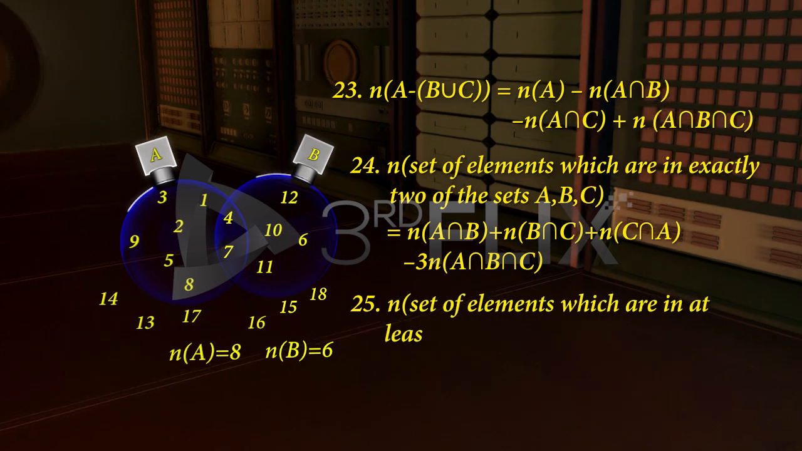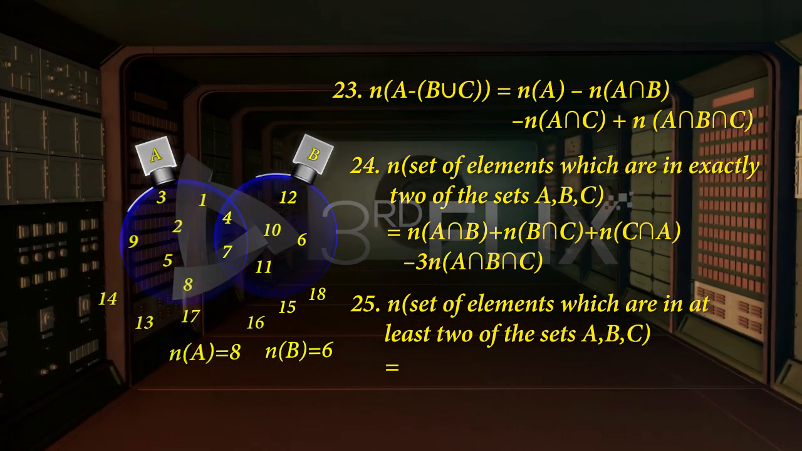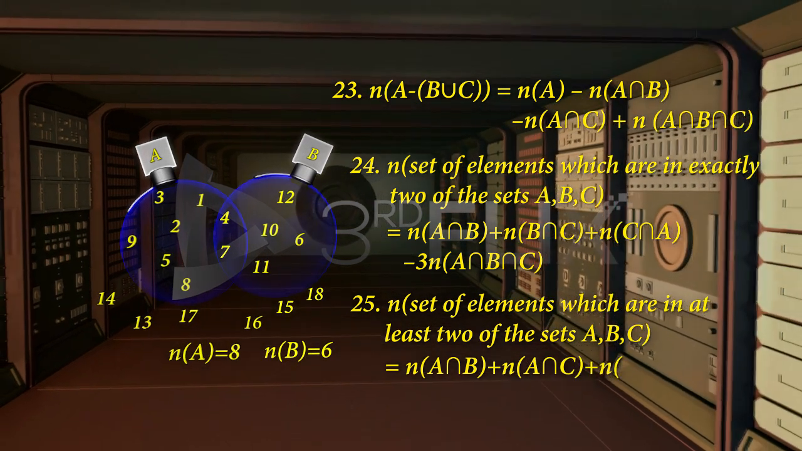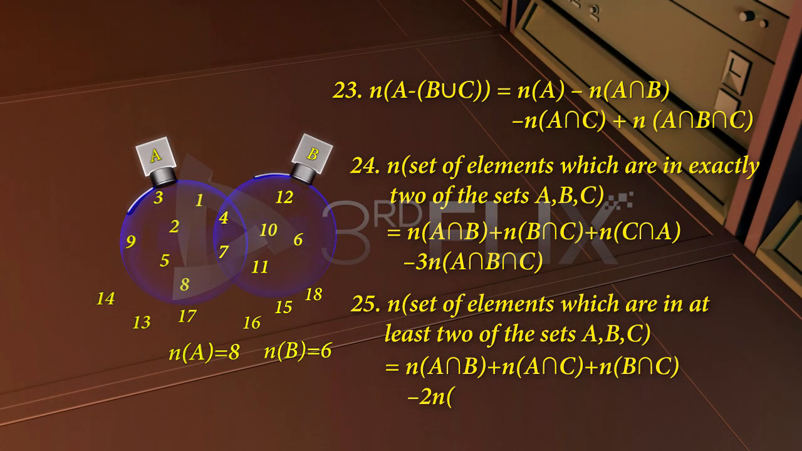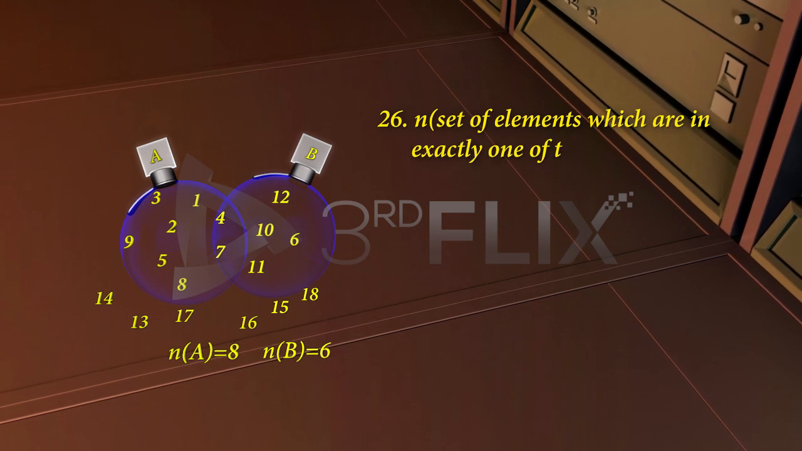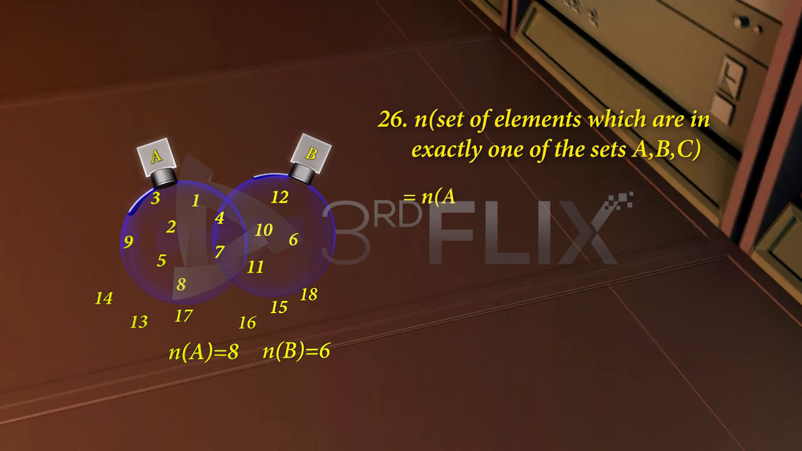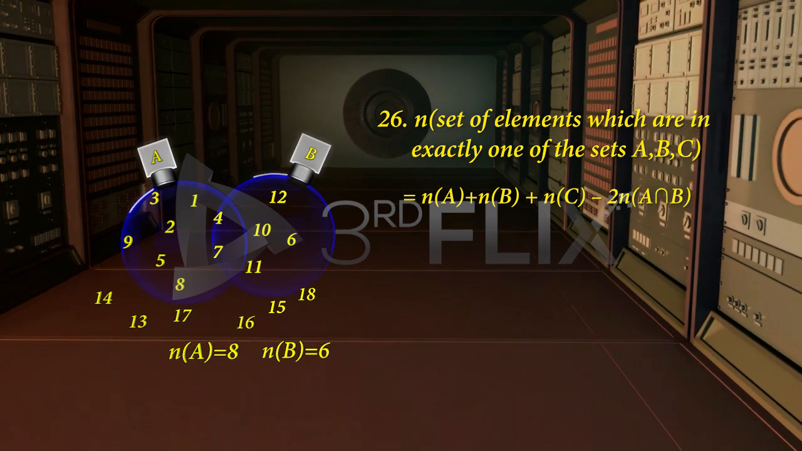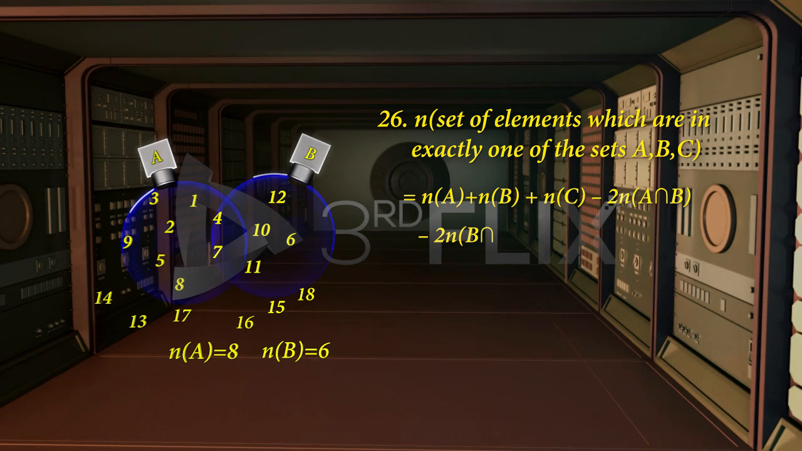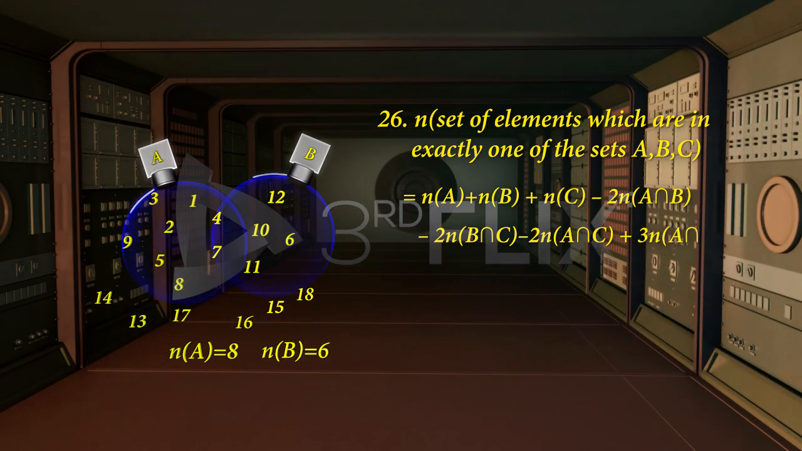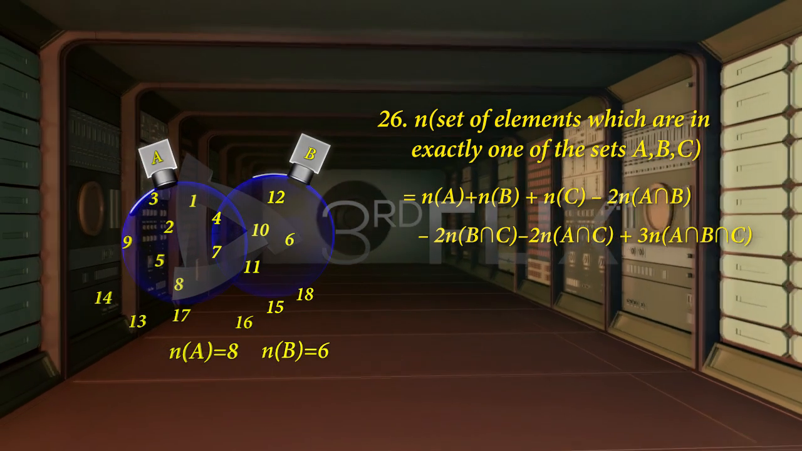n of the set of elements which are in at least two of the sets A, B, C equals n(A intersection B) plus n(A intersection C) plus n(B intersection C) minus 2n(A intersection B intersection C). n of the set of elements which are in exactly one of the sets A, B, C equals n(A) plus n(B) plus n(C) minus 2n(A intersection B) minus 2n(B intersection C) minus 2n(A intersection C) plus 3n(A intersection B intersection C).